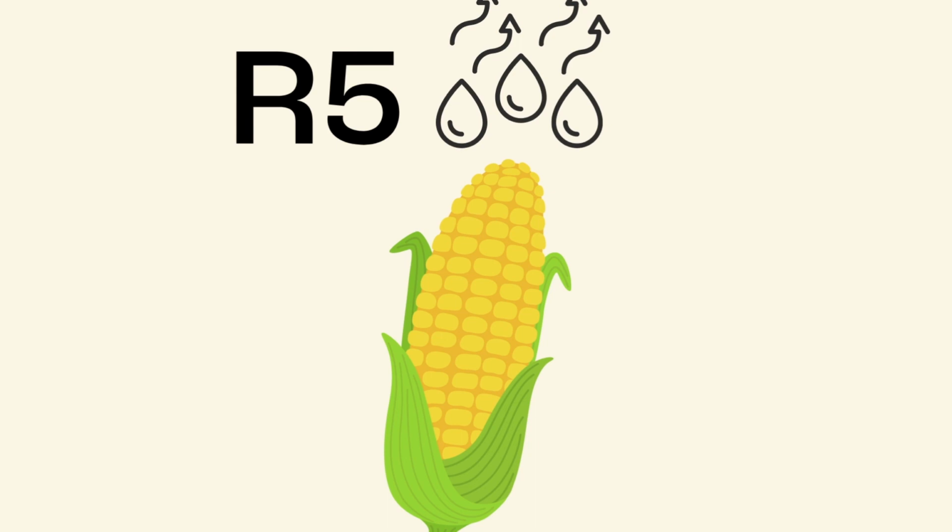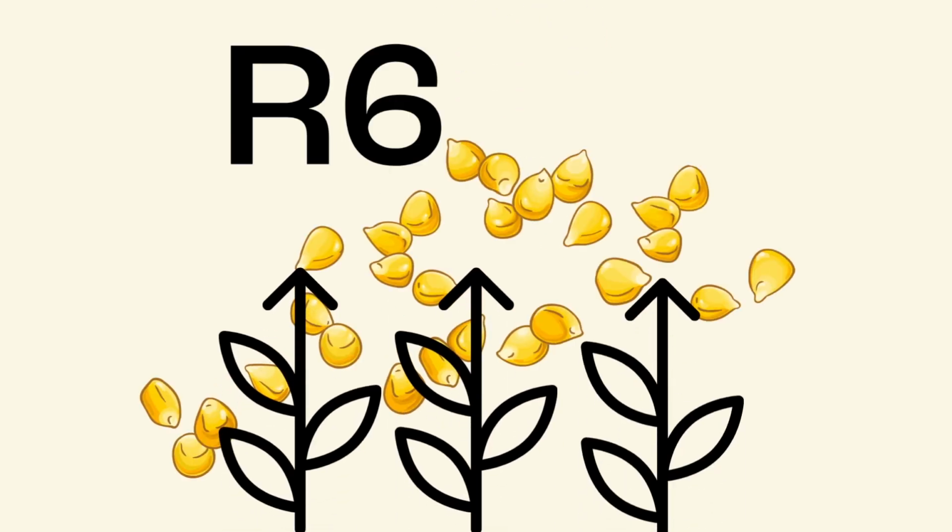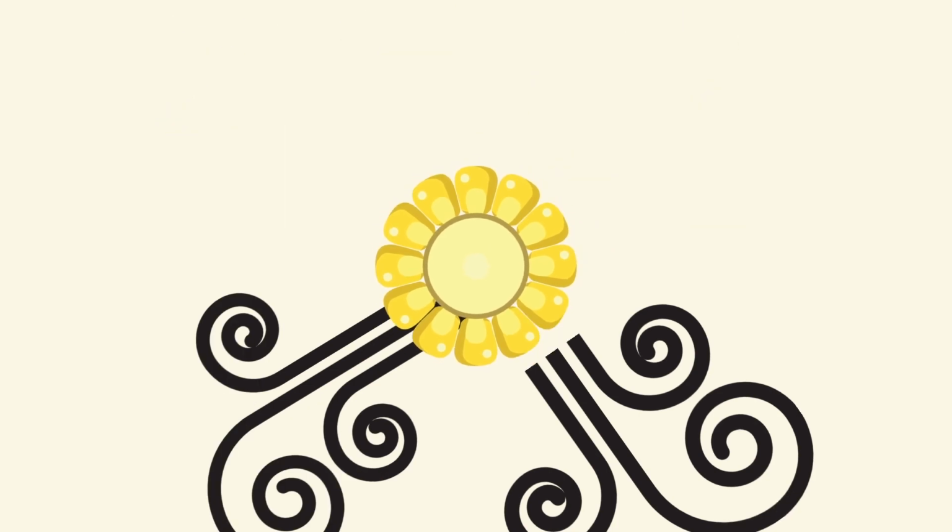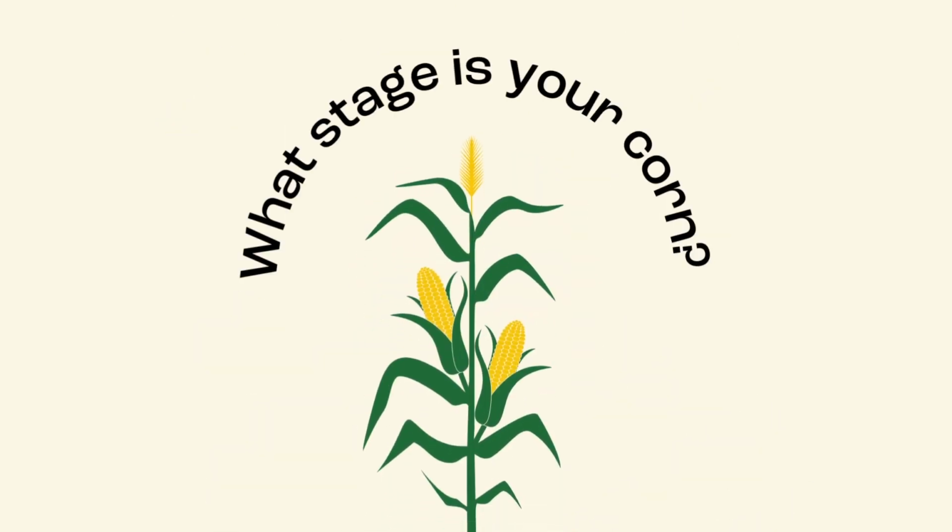R5 is the dent phase, and the kernel starts to dry towards the top. Then physiological maturity happens during R6. During this, the kernel is dried to its maximum. What stage is your corn?